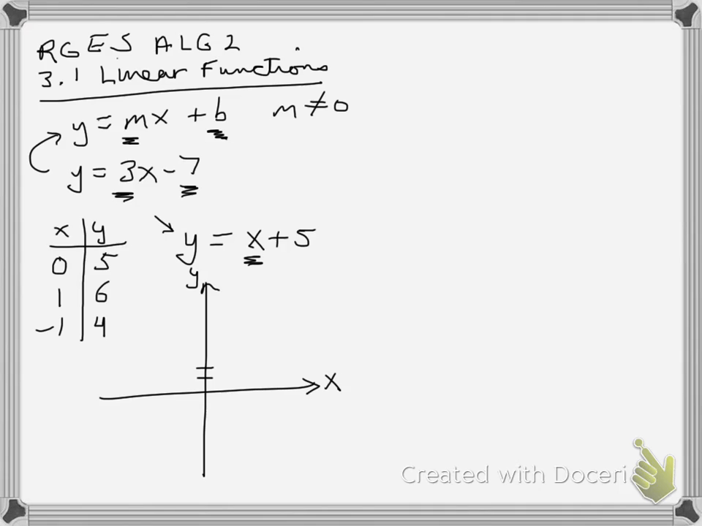0, 1, 2, 3, 4, 5. That would be my first one. 1, and now we're going up from 5 to 6. Whoops. And then negative 1, it's 1, 2, 3, 4. And we could plot more points to convince us, but this is indeed a linear equation, because it plots to a straight line.